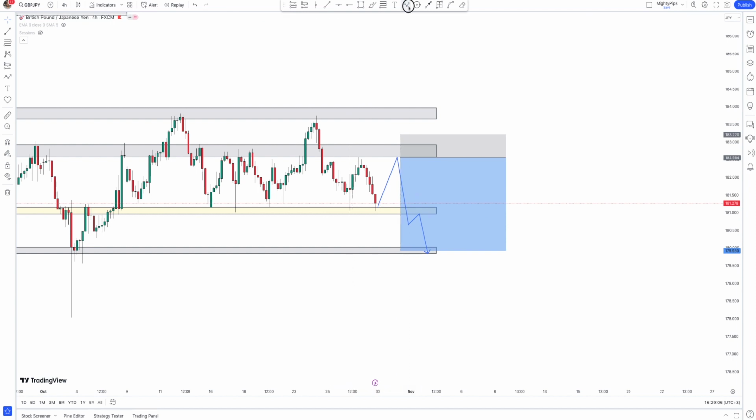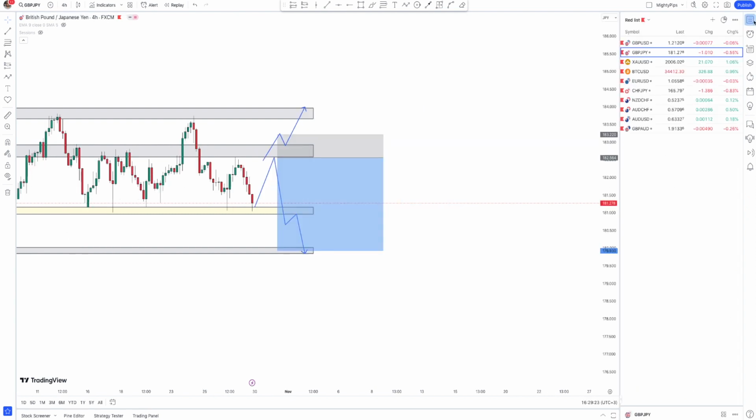If it comes to this level here and does not give us a confirmation for a sell but breaks above like this, and gives us some retest and rejections here, then we can buy and hold this to that level. So that's GBP JPY. Now let's look at gold.